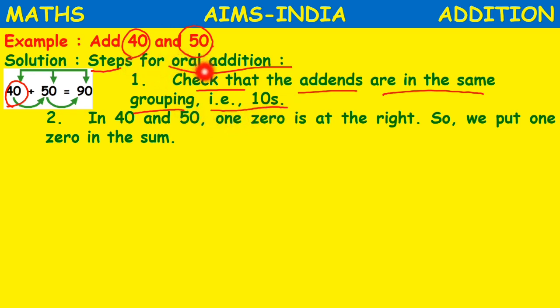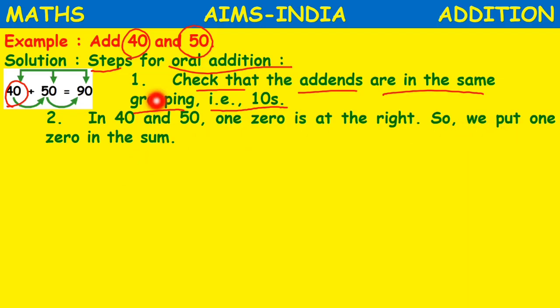See, look at 40 and 50 here. Both are tens, right? Both fall under the tens group. So yes, they are in the same group, that is tens. And the second step will be: in 40 and 50, 0 is at the right, so we put 0 in the sum.